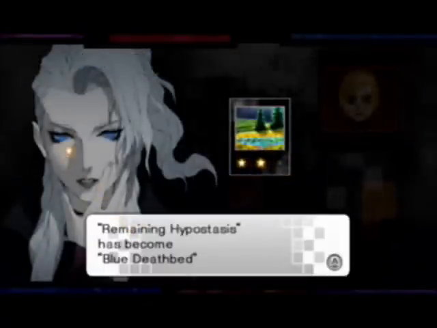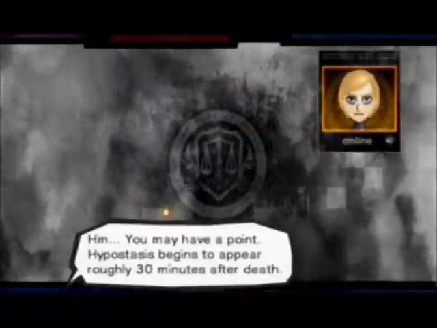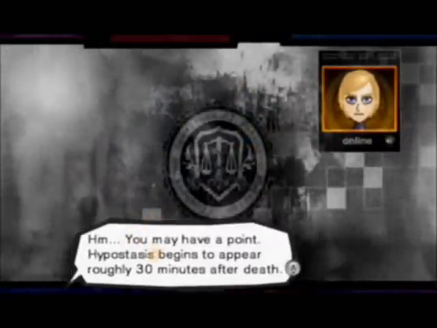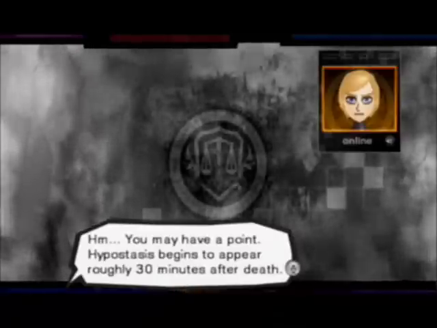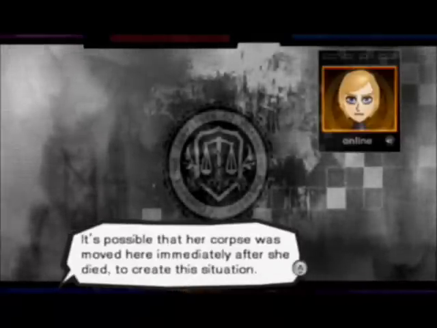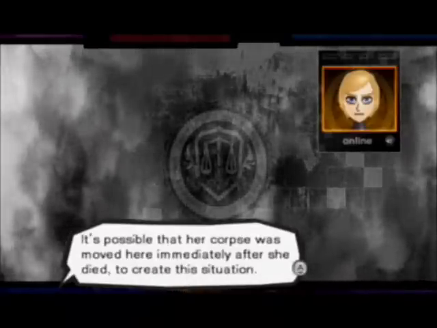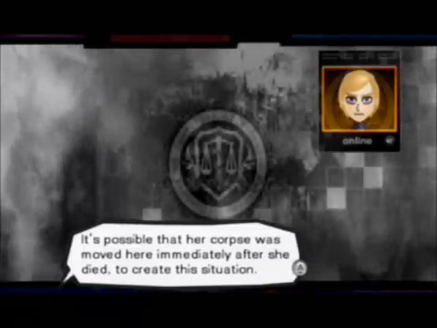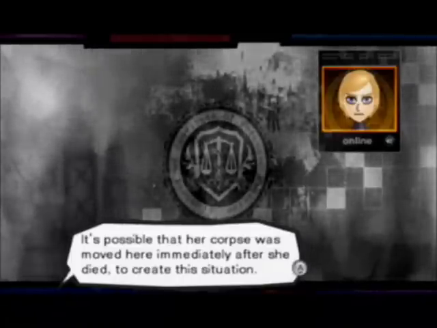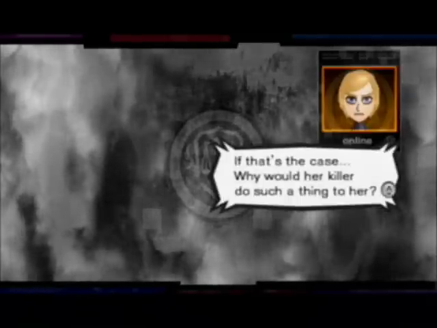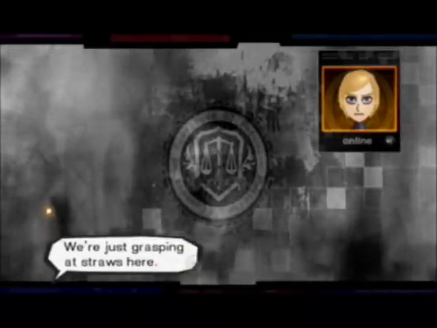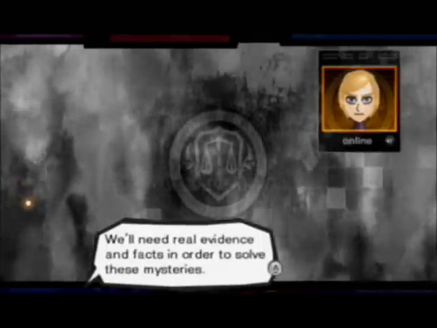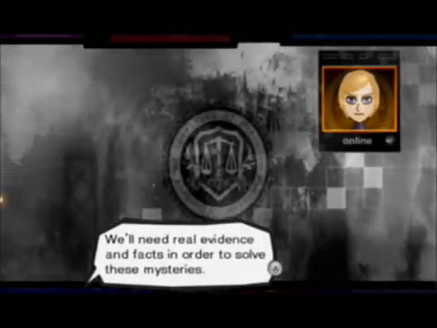That was a guess. Yes. Doesn't that make more sense? You may have a point. Hypostasis begins to appear roughly 30 minutes after death. It's possible that her corpse was moved here immediately after she died to create the situation. If that's the case, why would her killer do such a thing to her? We're just grasping at straws here. We'll need real evidence and facts in order to solve these mysteries.